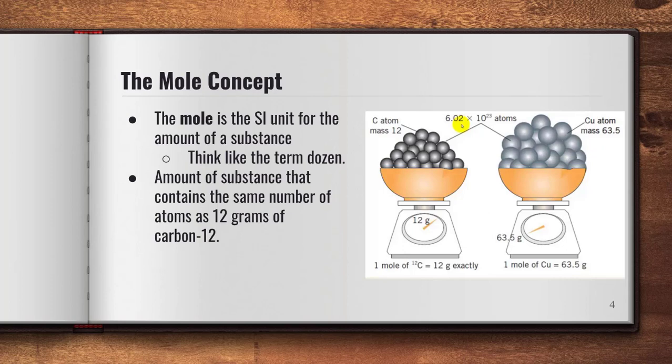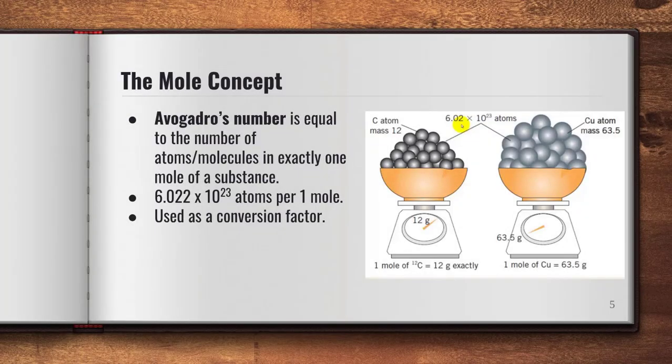Now, the term mole originally came about as the amount of substance that contains the same number of atoms as 12 grams of carbon-12. And they found that out to be a really, really big number. And that number was actually Avogadro's number. And it's equal to the number of atoms or molecules in exactly 1 mole of a substance. It just happens to be 6.022 times 10 to the 23rd atoms per 1 mole. And this is used for atoms of hydrogen, helium, lithium, mercury. It's also used for molecules. There's 6.022 times 10 to the 23rd molecules of water in 1 mole of water.